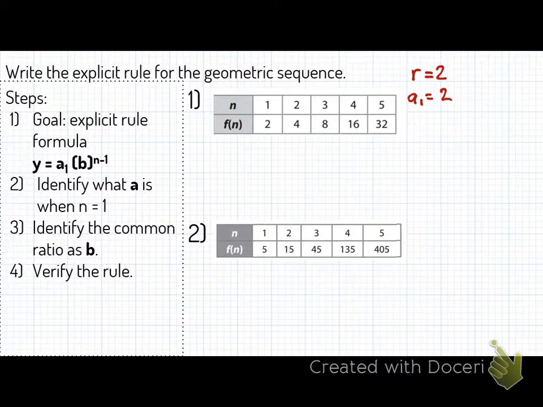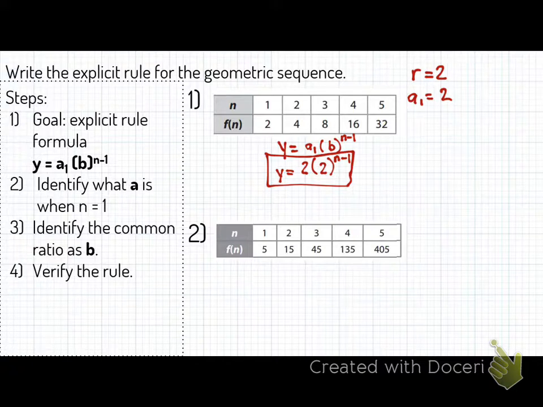So we're going to make the rule now, okay? The goal is our explicit formula rule, which is right here on the left. I'm using y because that'll help us to think about exponential equations in a few days. So we're going to start by writing down y is equal to a sub 1 times b to the n minus 1. Our a sub 1 is 2, so we're going to replace these values in: 2 times our b, which is going to be our ratio. You see step 3, identify the common ratio as b, is 2, and then to the n minus 1, and there's your explicit formula. And then I would check it just to make sure it's correct.